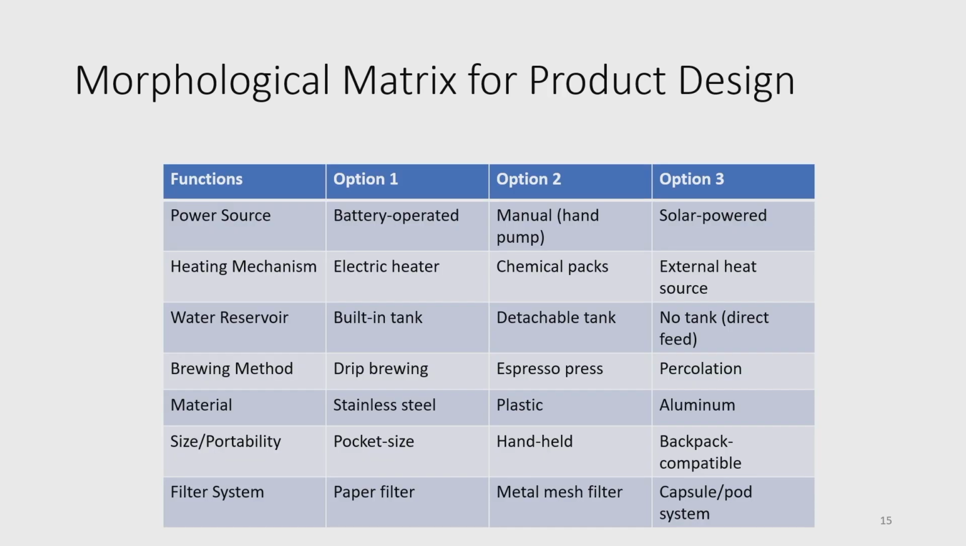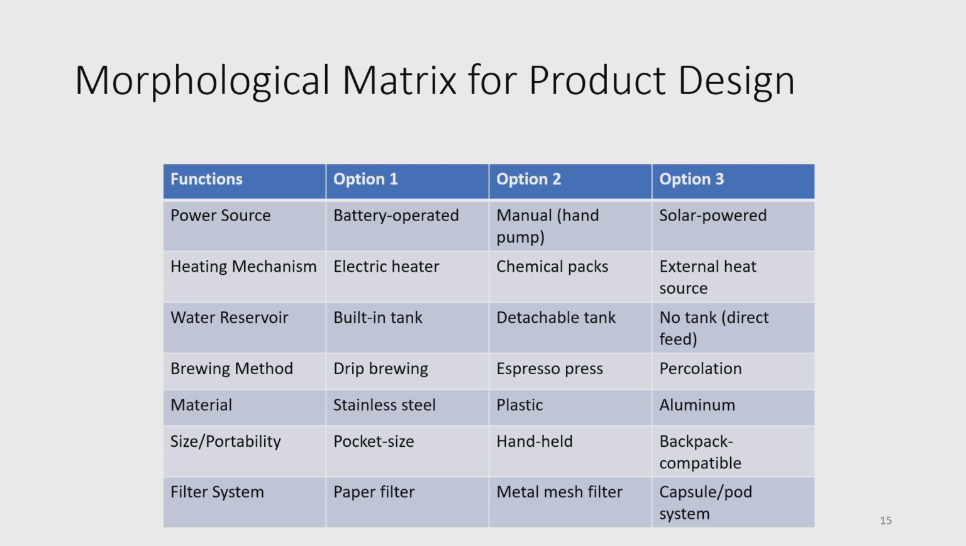Therefore, in 2D I am explaining, for example, a morphological matrix for product design. Suppose there is some type of device in which there are various options. Say suppose you have to make coffee, okay. So, the power source can be battery operated, manual hand pump, or solar powered. The heating mechanism can be an electric heater, chemical packs, or an external heat source. Water reservoir has its options, brewing method has its options, material, and size: pocket size, hand held and backpack compatible. The filter system also may have many options: paper filter, metal mesh filter and capsule pot system. Out of that you have to choose which system.